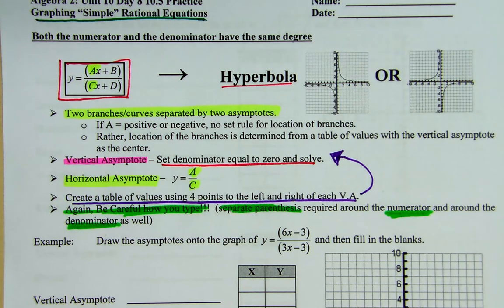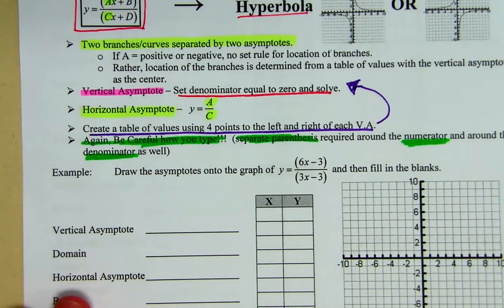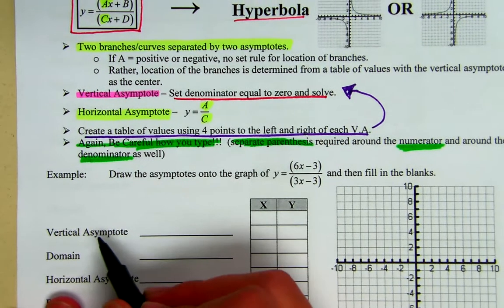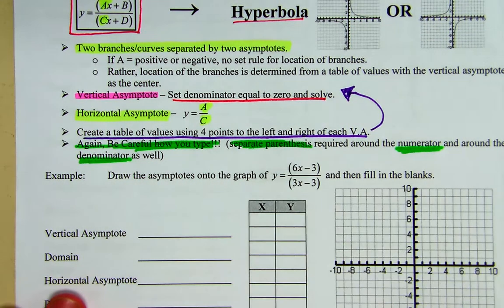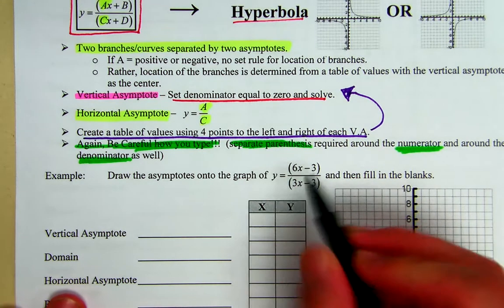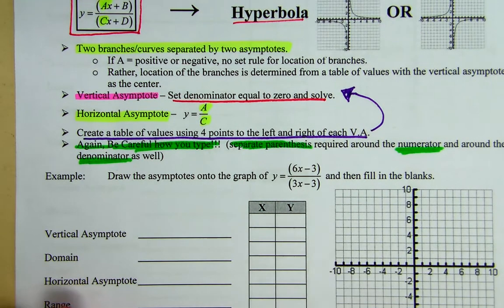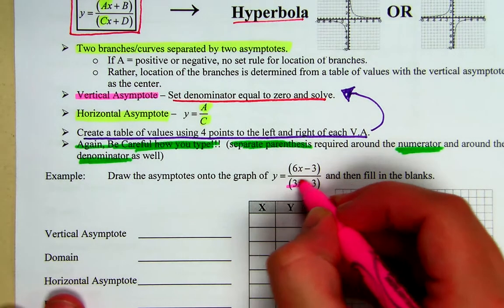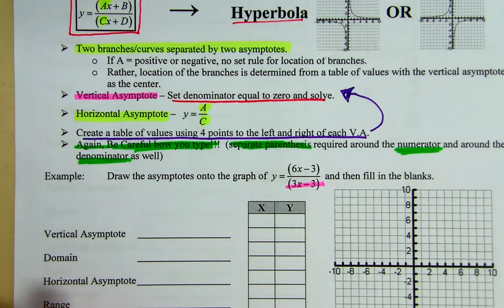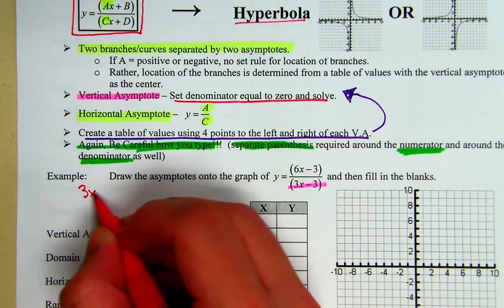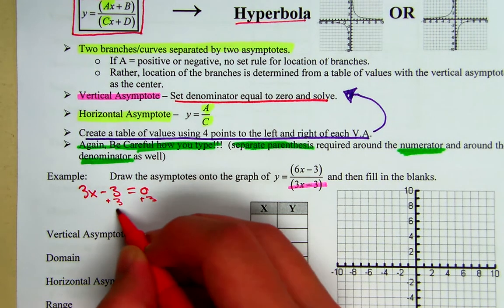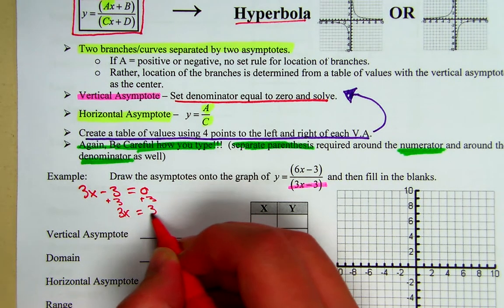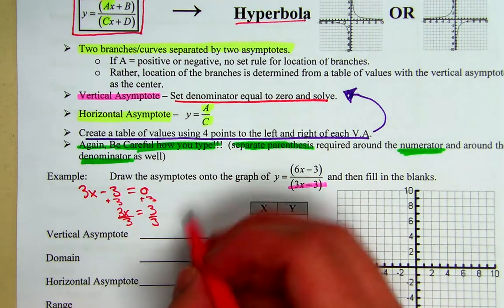Alright, let's do an example. First thing it's asking for is the vertical asymptote. Well, it's like, oh hey, Mr. Millikan, I have no clue what I'm doing. Vertical asymptote: set the denominator equal to 0 and solve. Here's my denominator, since we're trying to find the vertical one. So take 3x minus 3 equal to 0. Add 3, add 3. 3x equals 3. Divide by 3, divide by 3.